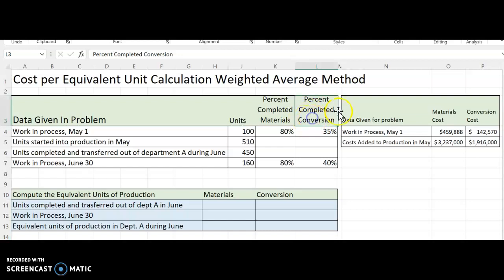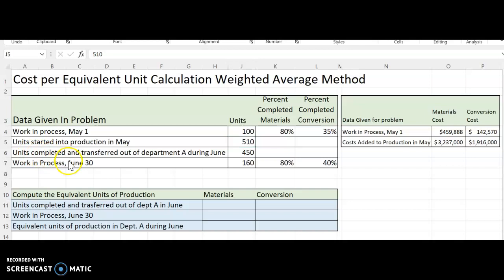Remember, conversion includes what takes the direct materials and converts those to finished goods. So it includes your factory overhead and your direct labor. So we have our work in process for May 1st, and we are calculating this for a particular department. This is Department A. Then we have units started into production in May. So this is the units produced for the month of May in Department A.